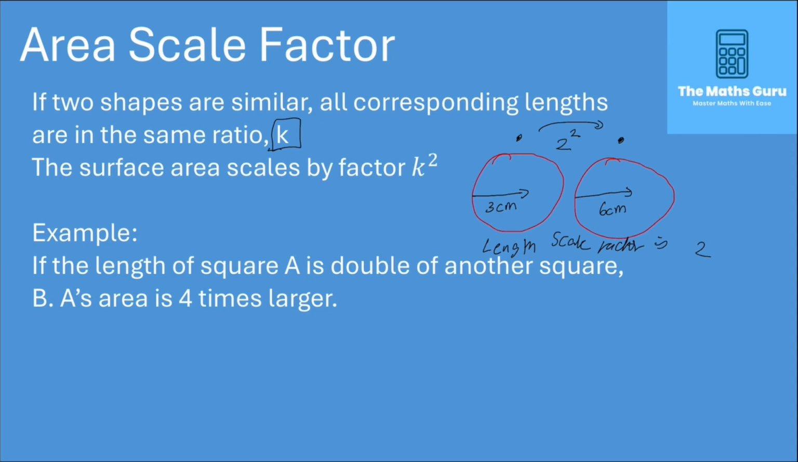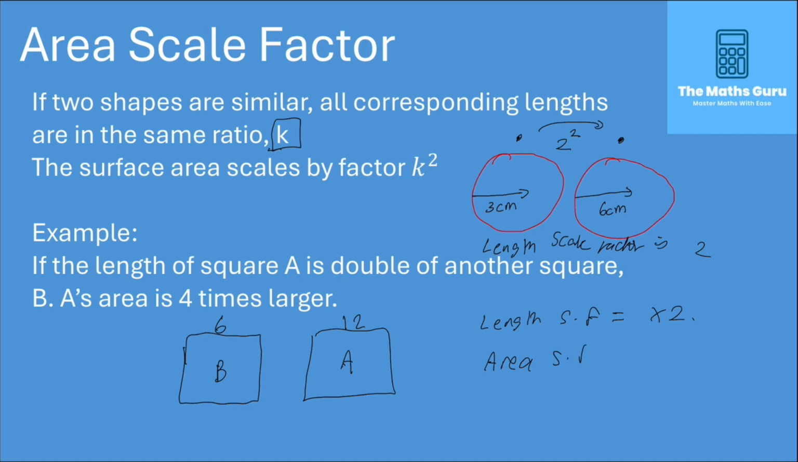And this is what I mentioned in the example. If the length of a square A is double the length of a square B, the area of A is 4 times larger. So let's say this is B and this is A. The length here is 6 and the length here is 12. So we can say that the length scale factor is times by 2. This means that the area scale factor is times by 2 squared, which is times by 4. So the area of this one, let's say it is 20 centimeters squared. This one will then be 80 centimeters squared, because we use our scale factor of 4 to get from the smaller one to the larger one.